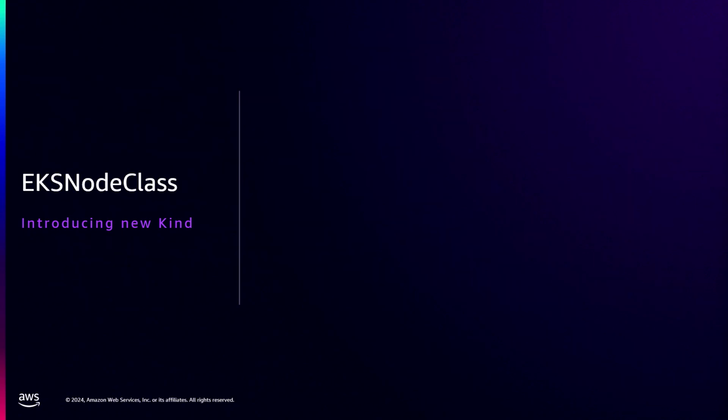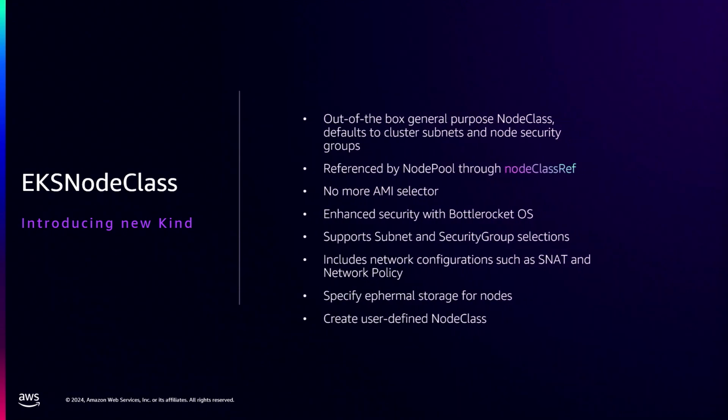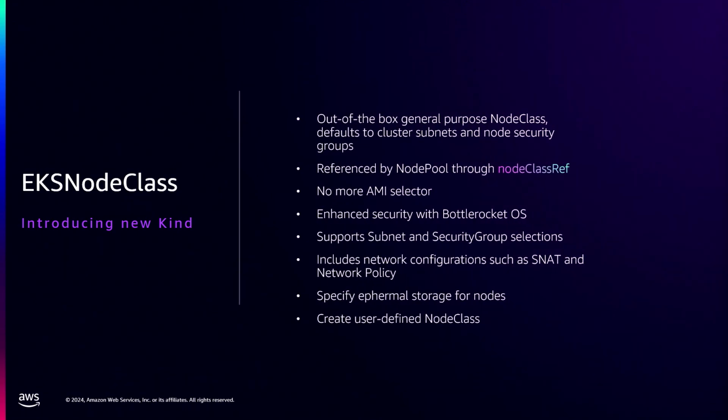EKS node class. Rajdeep introduced you to EC2 node class, and with the launch of Auto Mode, we are introducing a new kind of class called EKS node class. What is this node class? In the node class, you provide the security groups as well as the subnets. Out of the box, just like you get the node pools, you also get one default node class, which defaults to the cluster subnets and the node security group that you provided when you created a cluster.